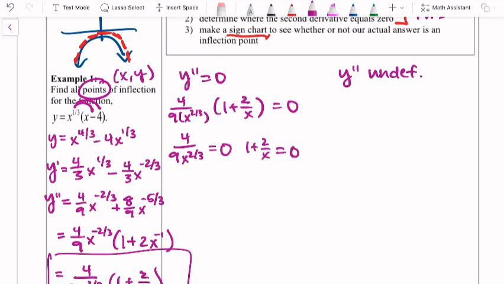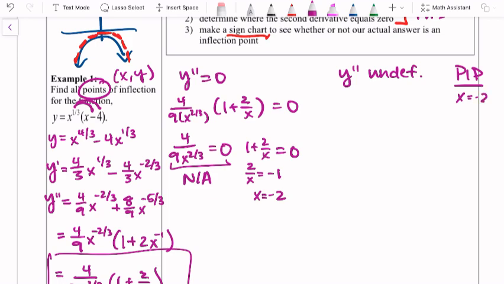Looking at this first part here, well, this is never equal to 0, so we're not going to get any pips here. Looking at the second part, though, if I subtract that 1, we have 2 over x equals negative 1. Well, this is going to be true when x is equal to negative 2. So we have our first pip, everyone.